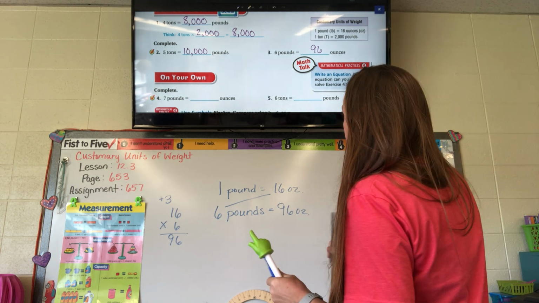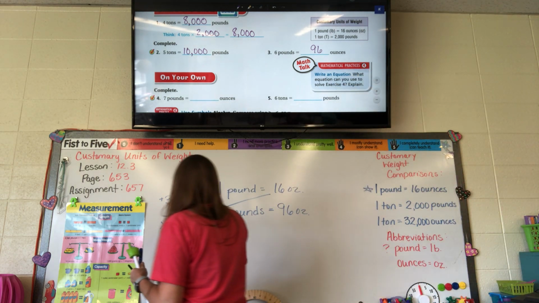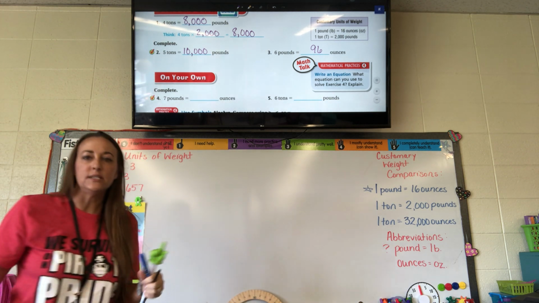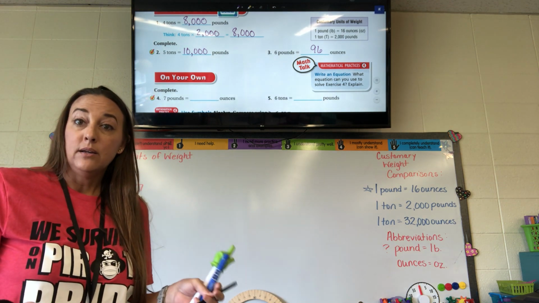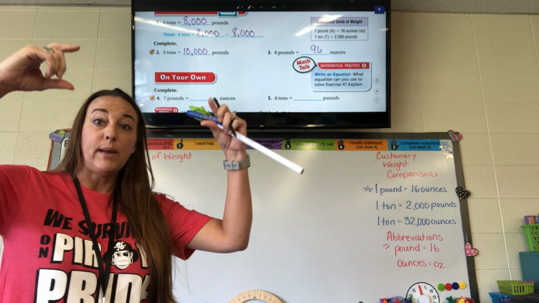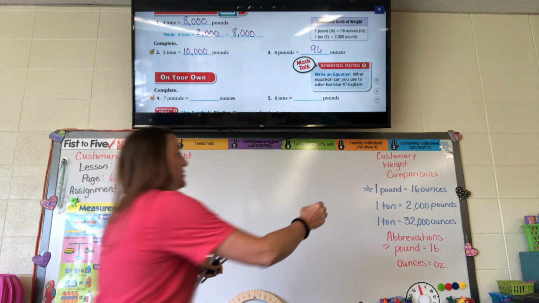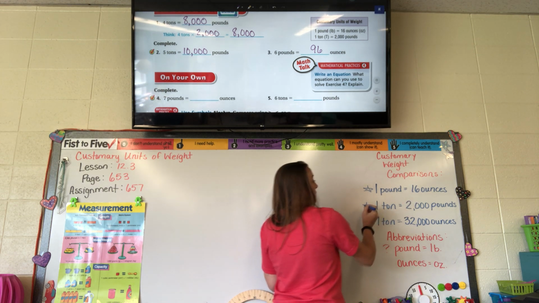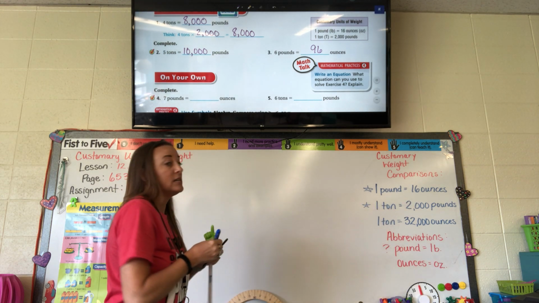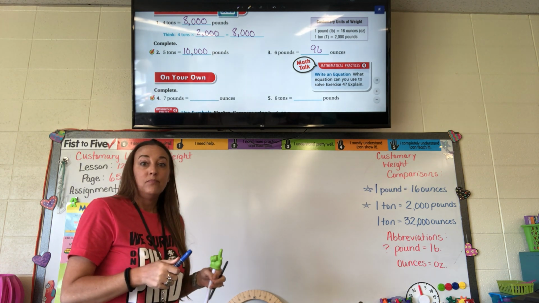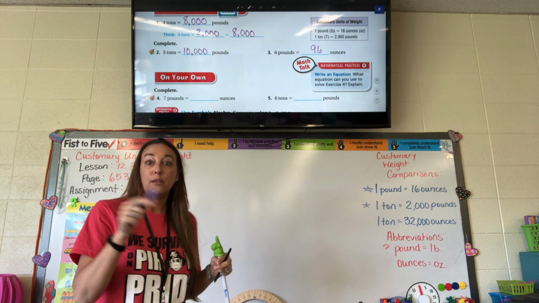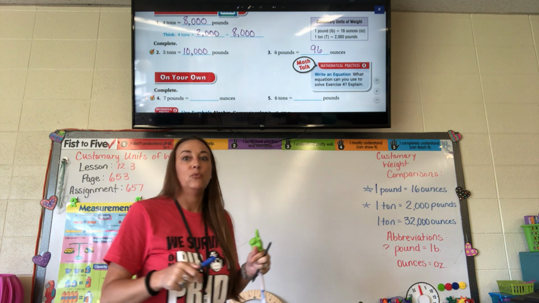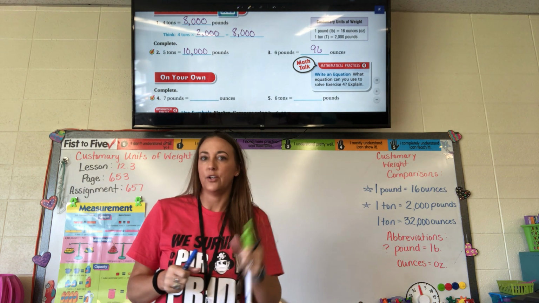Okay. These next questions are the on your own questions. So set them up like equivalent fractions. Put your comparison on top. These are the comparisons that you're going to use. 1 pound equals 16 ounces. 1 ton equals 2,000 pounds. Set them up. Solve them during the pause while I get a drink. And then we will go over the answers and see how you're doing.